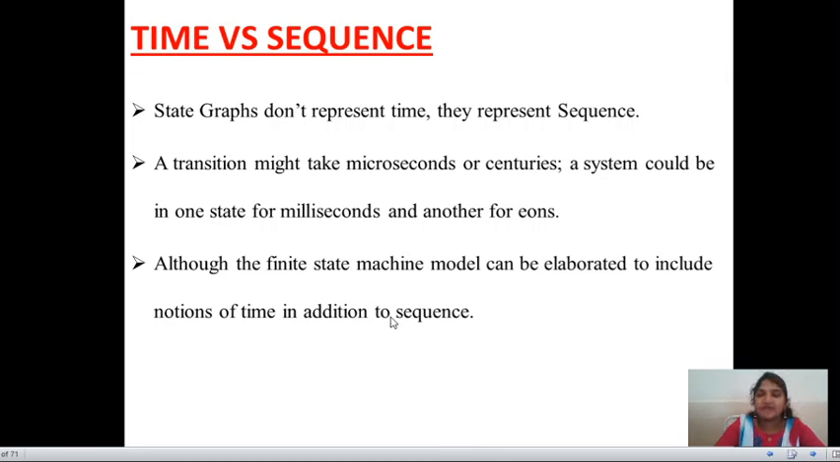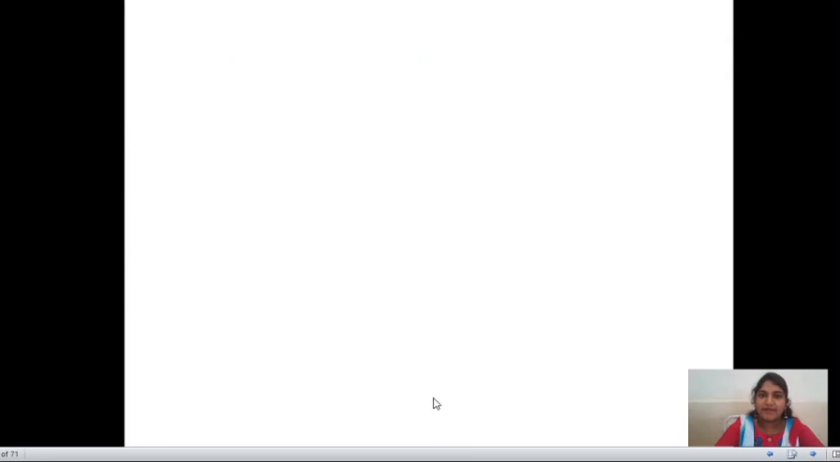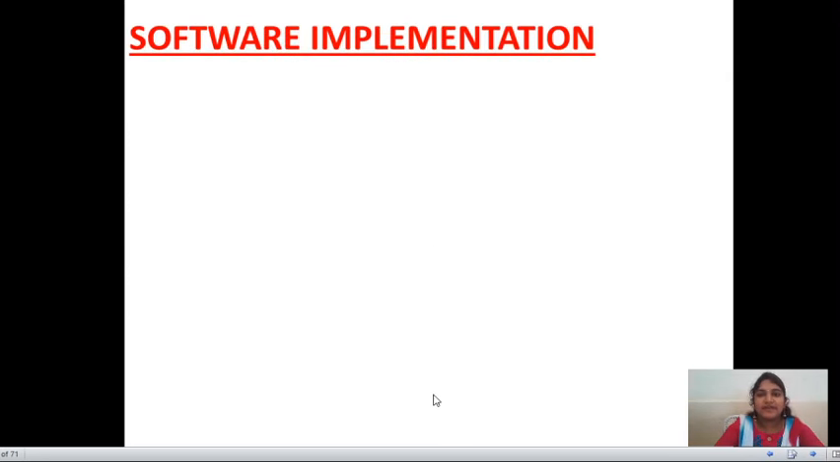If the state graph consists of a sequence, then only all the states can be executed and implemented in a successful way. So that's why representing the sequence is the best way to define state graphs and state tables. So next, coming to the software implementation. How is the software implementation done in software testing?